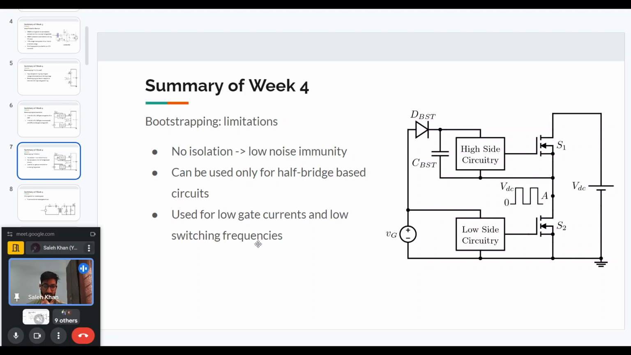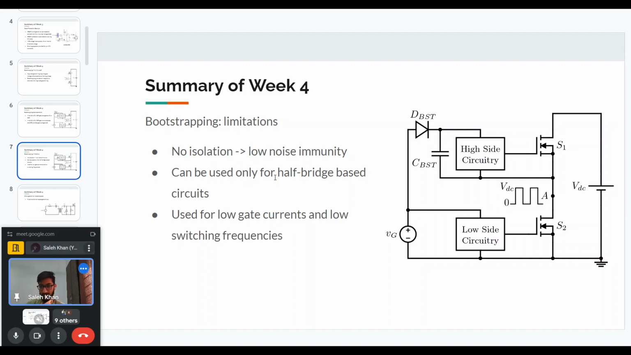Now, there are some limitations. One limitation is that it does not provide the isolation that is provided by the DC-DC isolated converter that we saw previously. In this circuit, as you can see, there is no isolation. It is just a direct connection. That can lead to low noise immunity, because any noise on the high power side, the device side of the circuit, can just travel to the gate driver side, and that can cause false turn-ons or turn-offs. So it will lead to low noise immunity.